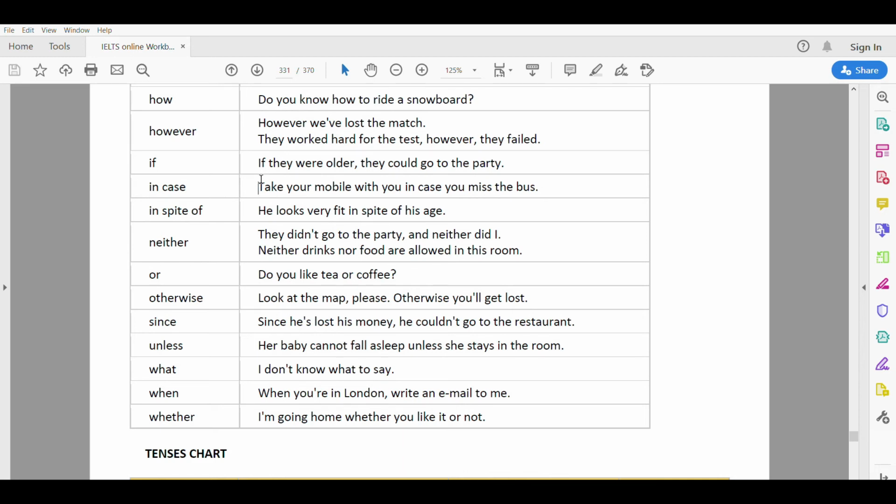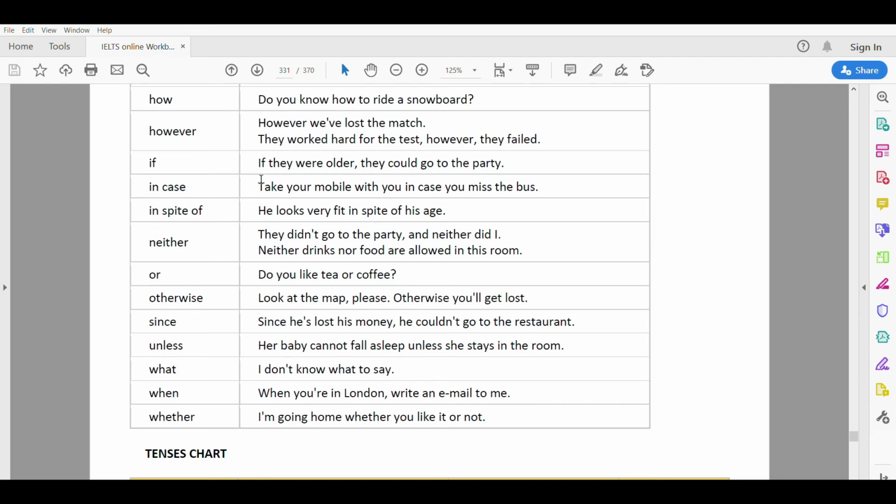Question mark, interrogative sentence. The next one says otherwise. You can use otherwise, you can also use or else. They both are same. Look at the map, please. Otherwise, you'll get lost. You can also write it like this. Look at the map, please, or else you'll get lost.